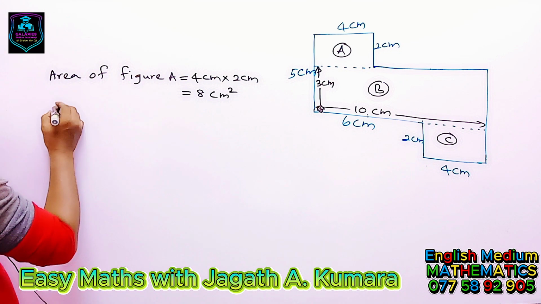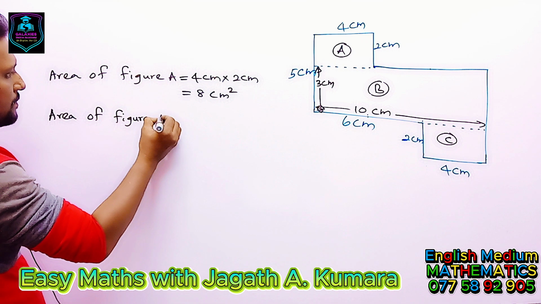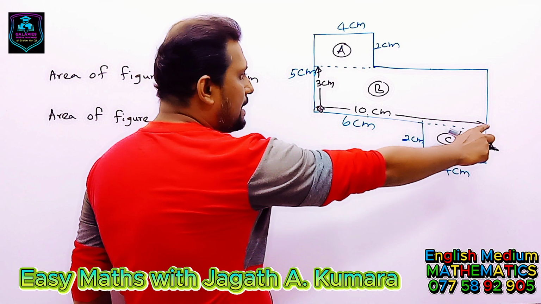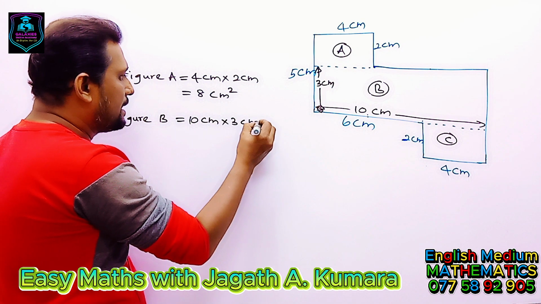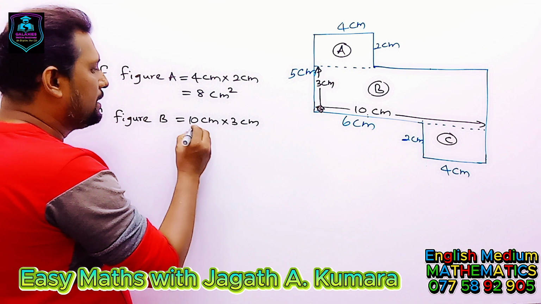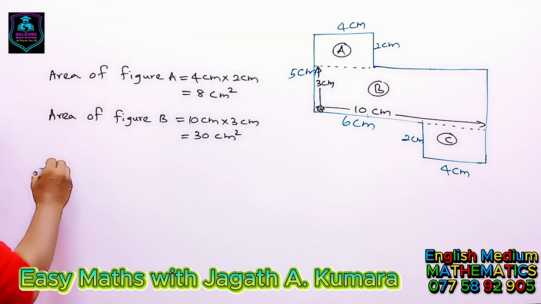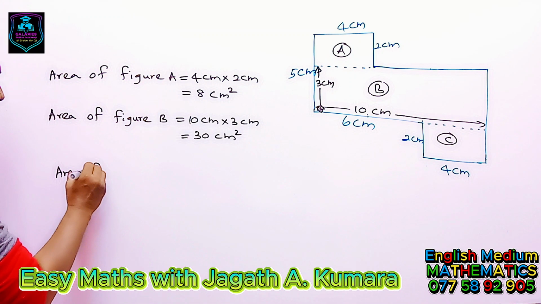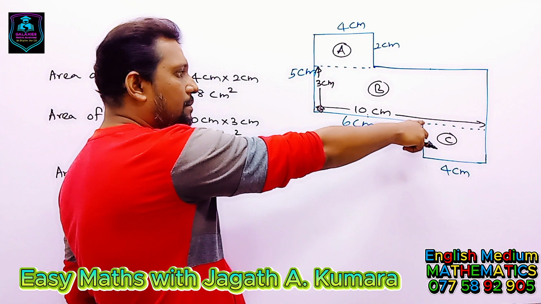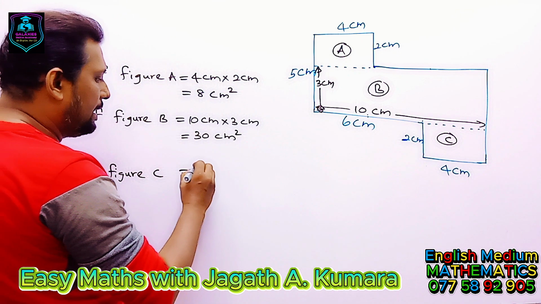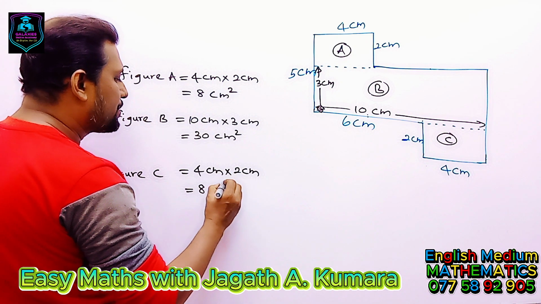Then area of figure B. Length is 10 centimeters, breadth is 3 centimeters. So 10 centimeters multiply 3 centimeters, it is the area of figure B. The answer is 30 square centimeters. Then also we can find the area of figure C. Length is 4 centimeters, breadth is 2 centimeters, area equals length into breadth. So 4 centimeters multiply 2 centimeters, 8 square centimeters.